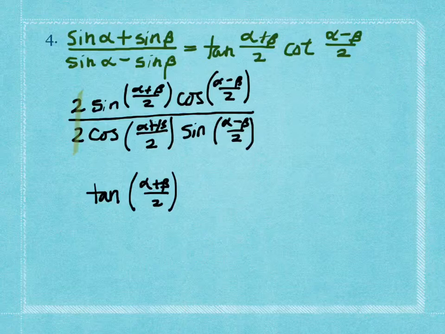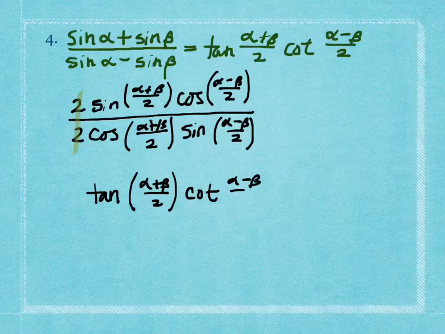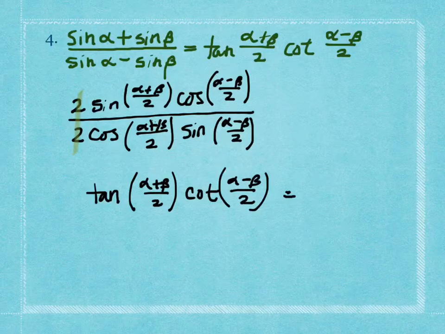And then I've got the same thing over on the second set, right? There's cosine over sine instead, but it is the same angle, and cosine over sine is cotangent. And so this is the cotangent of alpha minus beta over 2. And of course, that is exactly what the right-hand side is equal to, so we're finished.